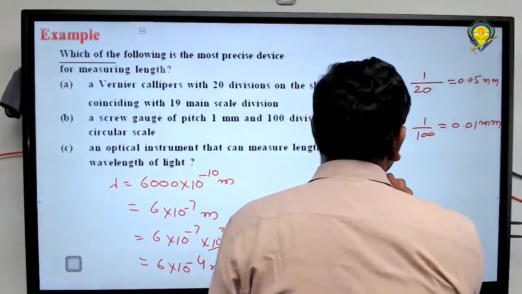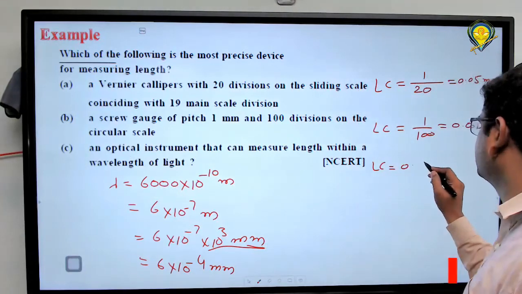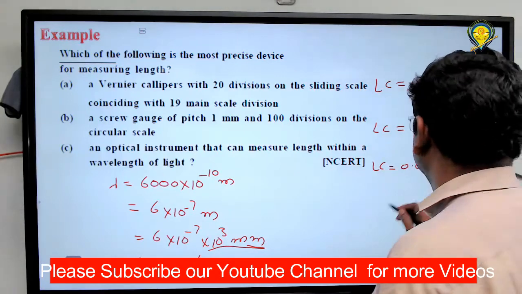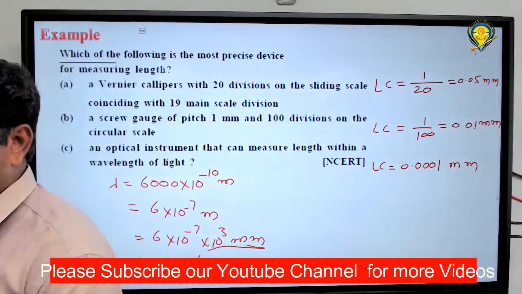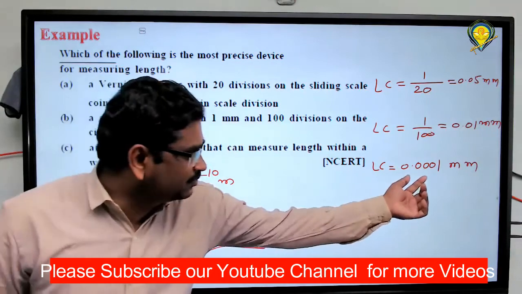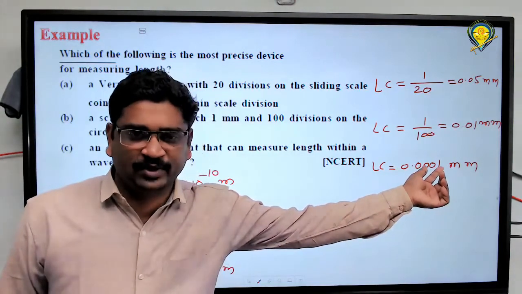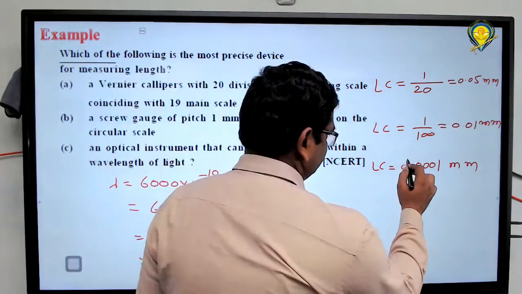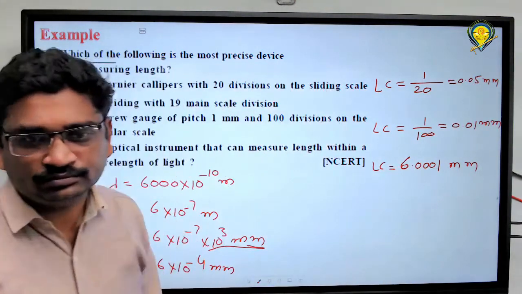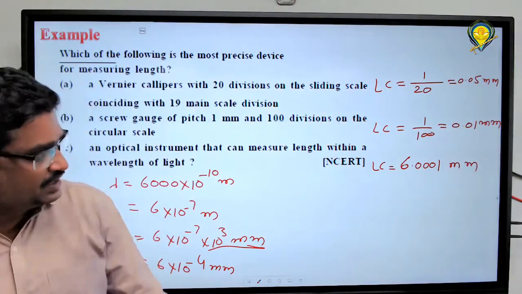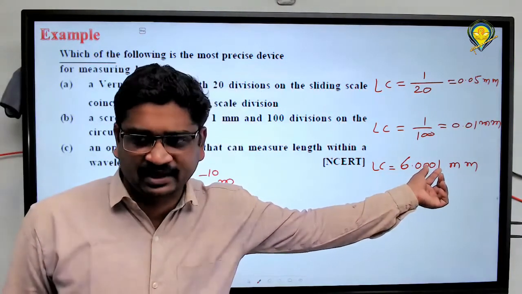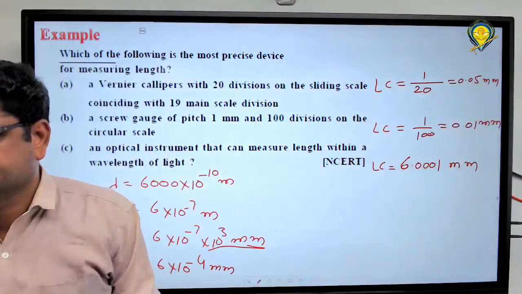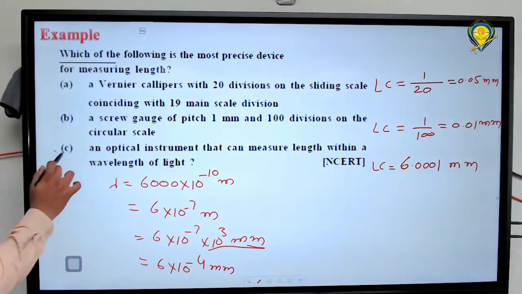That means for this one least count equal to 10 power minus 4, 0.301 millimeter. That means 4 digits we need to place after the decimal point because it is 10 power minus 4. So what is more precise here? How many digits are there? So 4 digits are there after decimal point, so this is more precise. So third one is more precise.